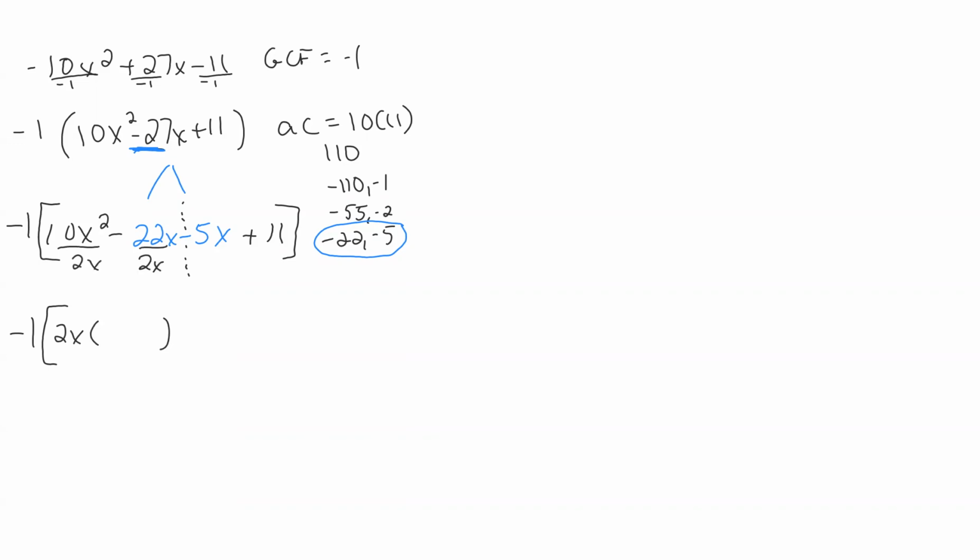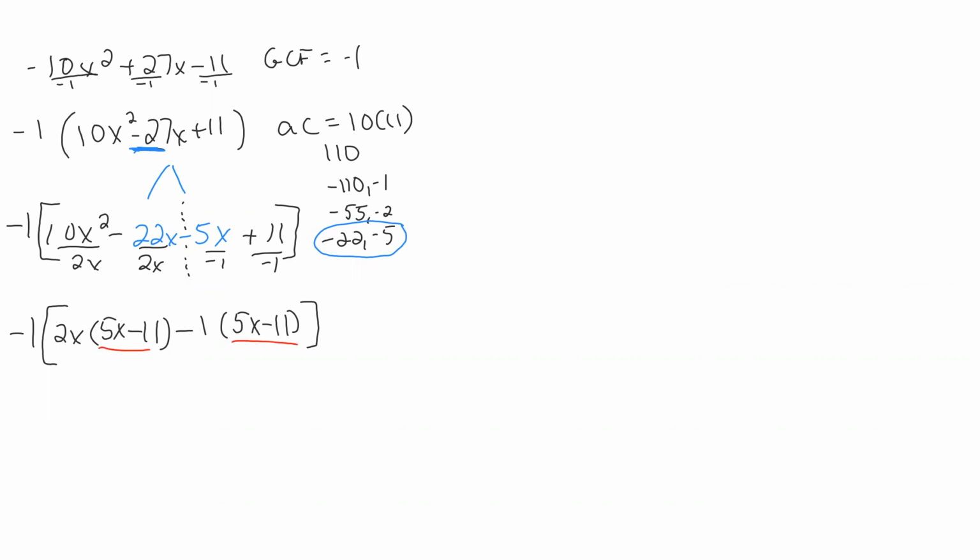So 10x squared divided by 2x is 5x. And then -22x divided by 2x is -11. Now, moving to the next half of the polynomial inside brackets, I have -5x plus 11. There doesn't appear to be a GCF, but the lead term is negative, so I need to factor out a -1. So I divide by -1. -5x divided by -1 is 5x. And 11 divided by -1 is -11.